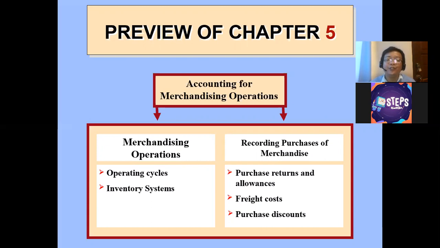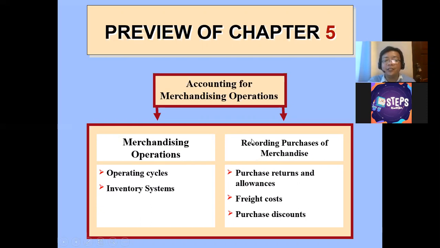That's the essence of the operating cycle, no? Wherein you purchase inventory, at the same time you sell it on account, and you have a markup in terms of the AR, and then you collect cash from your customer. Very good. That's the operating cycle. And also you have the inventory system, that's why you have your perpetual and periodic inventory system.